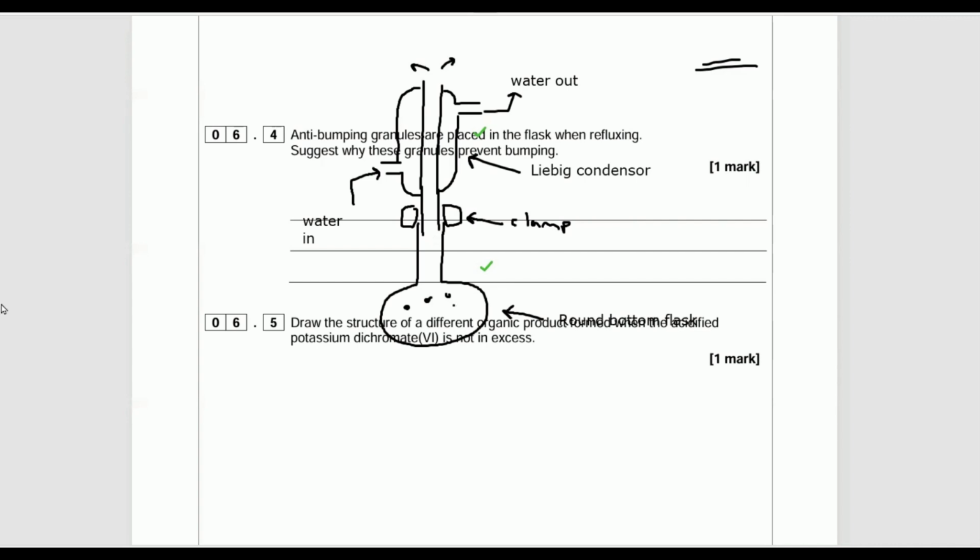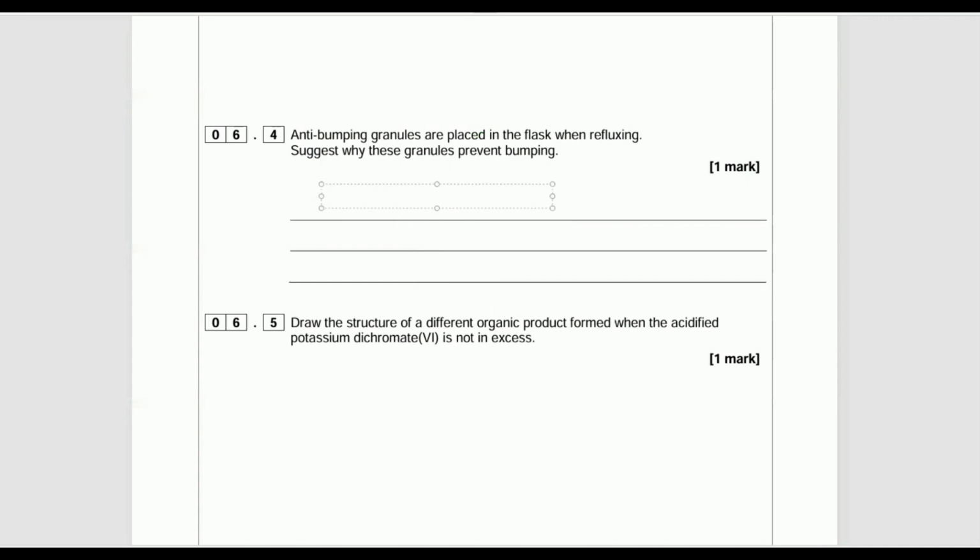Anywho, I dragged that out, didn't I? All I need to do is say break up large bubbles into smaller bubbles. That's kind of easier, just to say that. Okay.